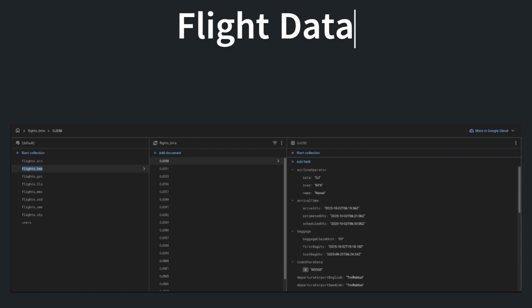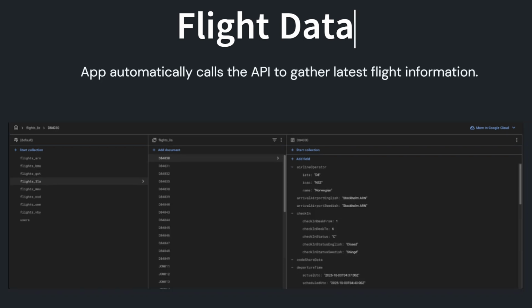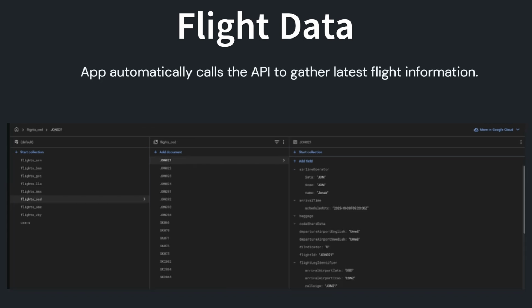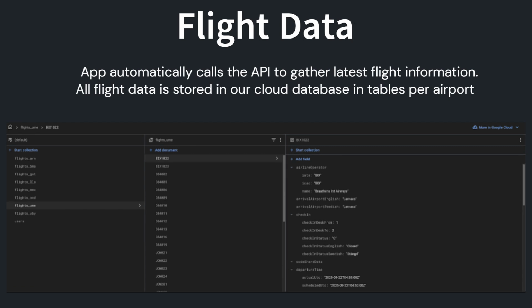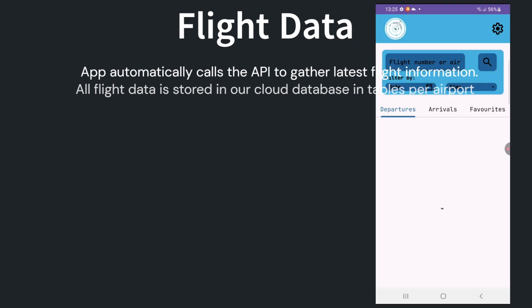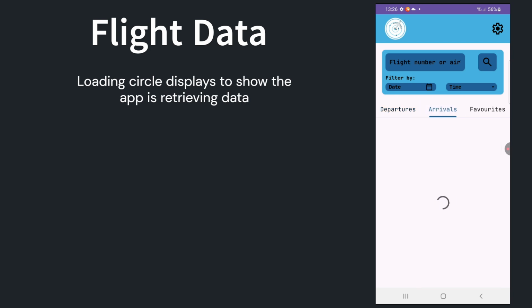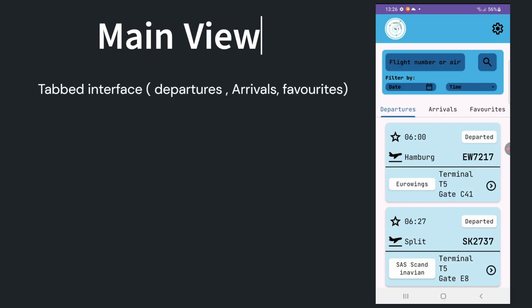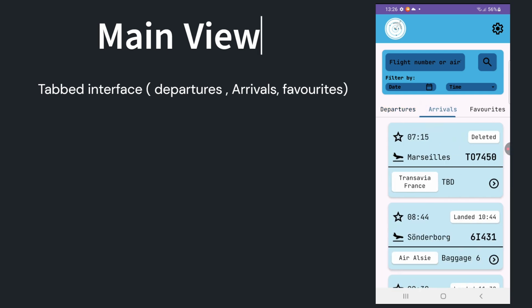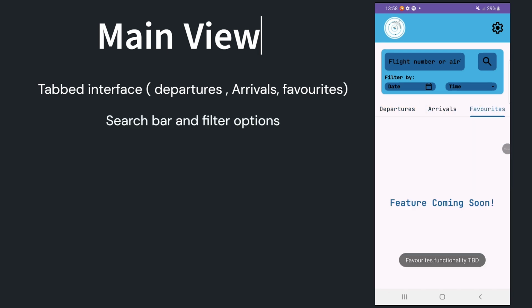Once signed in, the app automatically retrieves the latest flight information from the Swedavia API and stores it in our Firebase database. A loading circle is displayed to indicate that the app is actively retrieving data. After loading, the user is greeted with a tabbed interface that includes departures, arrivals, and favorites. Above the tabs, users can access search and filtering options.